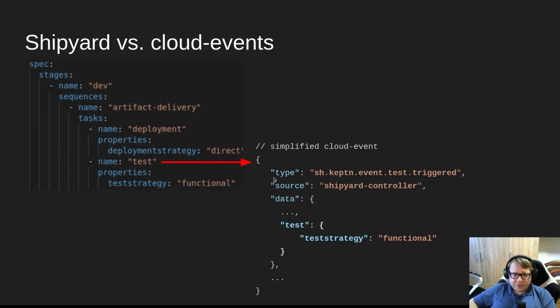For now, what you need to know is the test itself, the name test, is being put into the type with a source of Shipyard controller, because Shipyard controller is now the central point where you will trigger certain tasks, and the test strategy itself is within the data payload. This is a reserved space with the same name as the task.